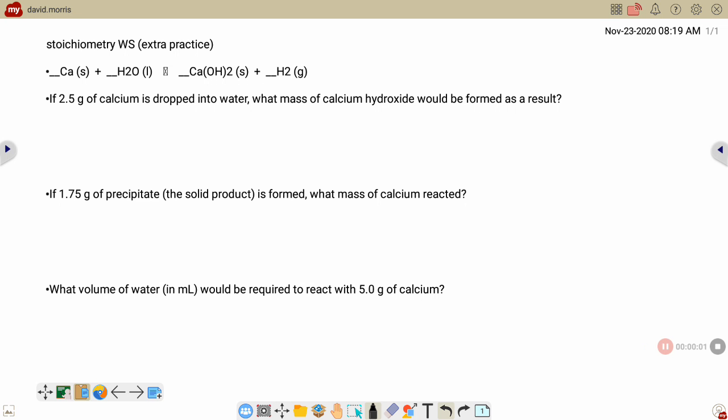The first thing I would have to do for any stoichiometry problem is have an equation, and I have to have it balanced, right? So what do I need to do to balance it? Oxygen's not balanced, so I'm going to need 2 waters, right?